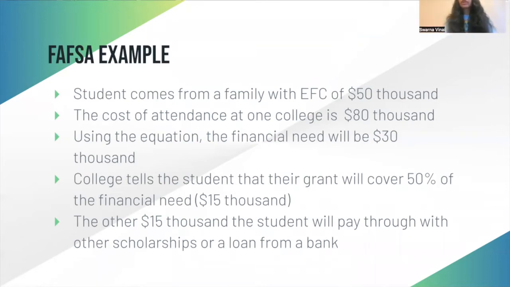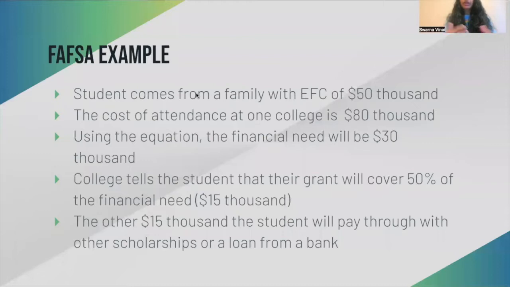And then the college will tell you that, hey, we can give you a grant that's going to cover 50% of this cost, the $30,000 that you need in order to attend our college, which means that we're going to be covering $15,000 of the amount of money that you need. The other $15,000 can be got from the loans that you take out at the bank or any scholarships that you apply for, or if you get a job, any money that you earn from that job can be put towards going through college. And you can easily pay off that $15,000 if you do all those things.